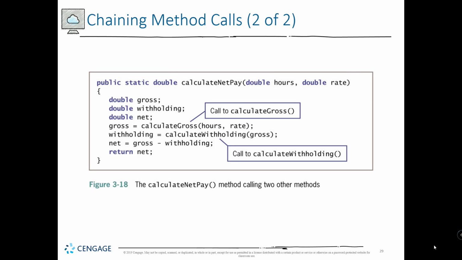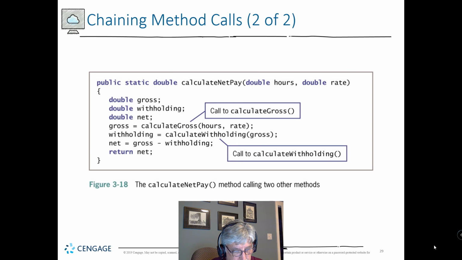So like what we said, because this one is written the way it is with public static double, it's got to return a double named net back to the main method or the calling method, whatever method called it.